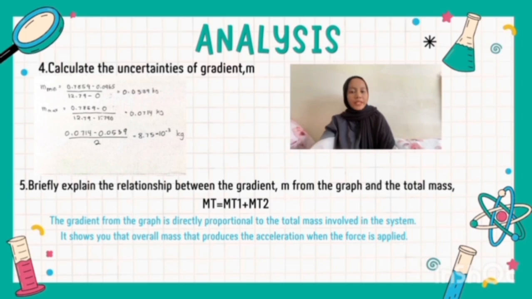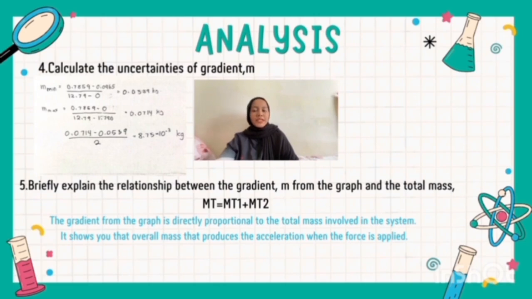The fourth analysis is to calculate the uncertainties of gradient m. So the first one is we need to find the gradient m of the minimum point. So 0.7859 minus 0.0965 divided by 12.79, and the answer is 0.0539 kilogram.